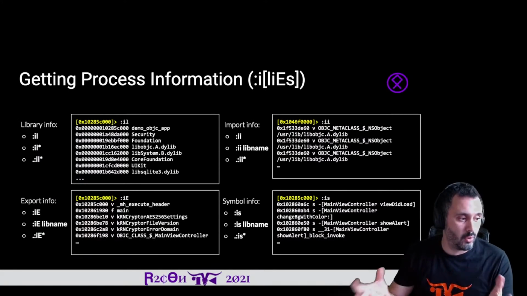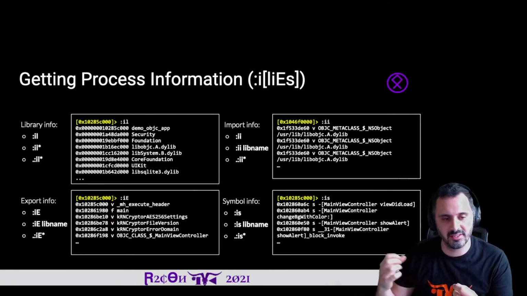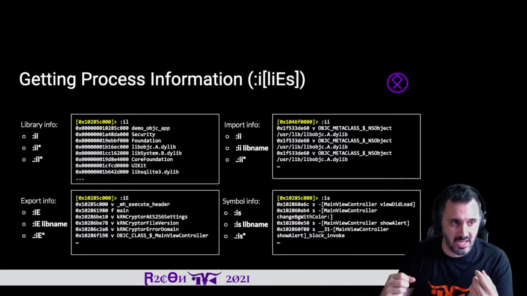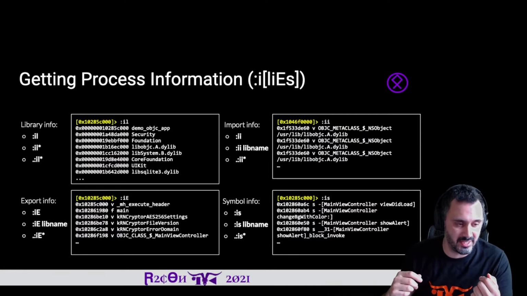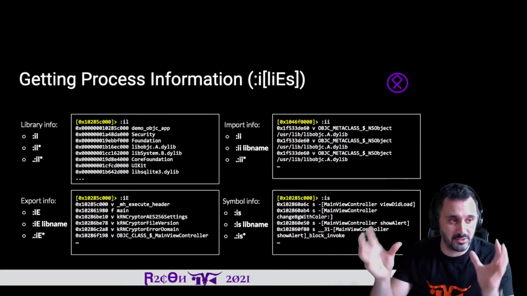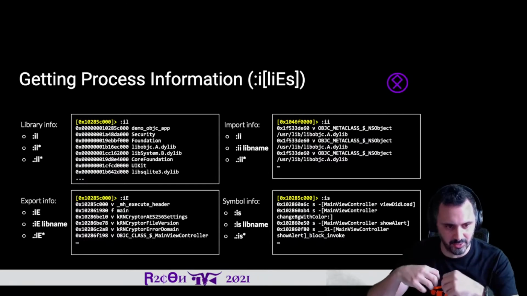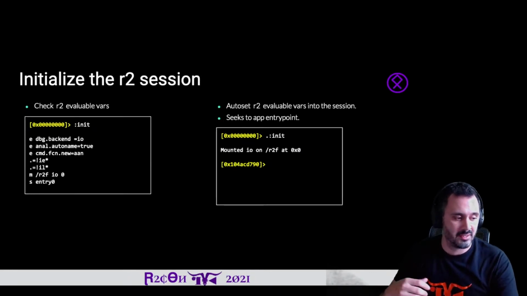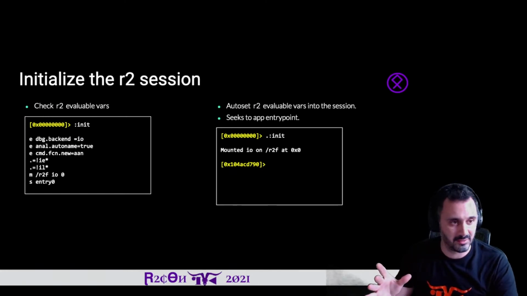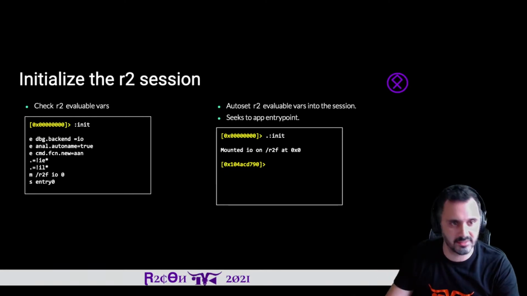So now we are going to get more information from the application. We can get library information, the import information, the exports, all the symbols. The difference is just changing the second character to an L, an I, an S, or an uppercase E in that case. This is quite useful because what we are going to do is get this information, load it into the r2 session, and then use it for our deeper analysis. This is quite helpful if we want to do this automatically, with the init command, without any analysis.